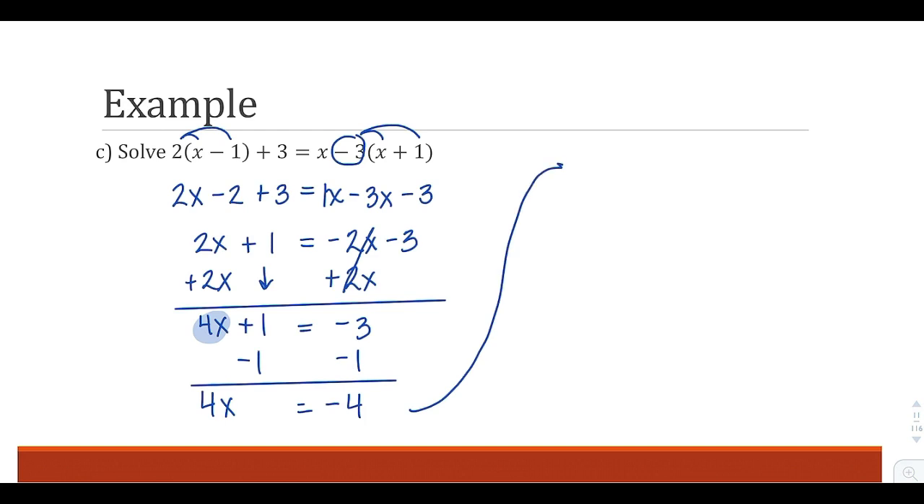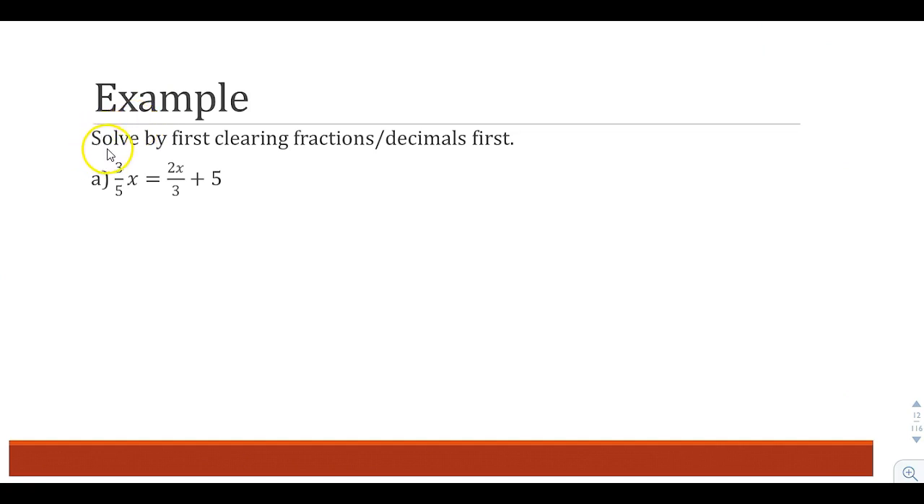So I'm going to go ahead and bring my work up here. I have 4x is equal to negative 4. So the last step, this is 4 times x, is to divide both sides by 4. So 4 over 4 becomes 1, and I have just 1x, or x, is equal to negative 1 as my solution. And now we reach some examples that are going to involve fractions and decimals.